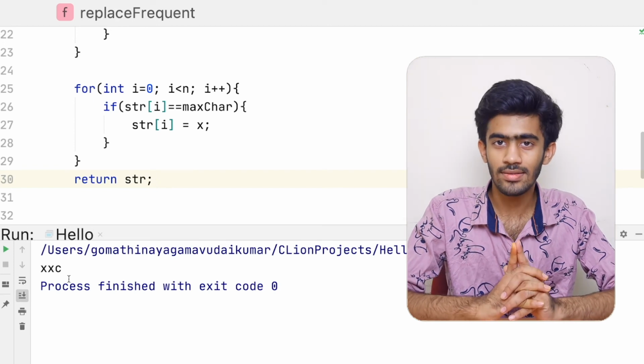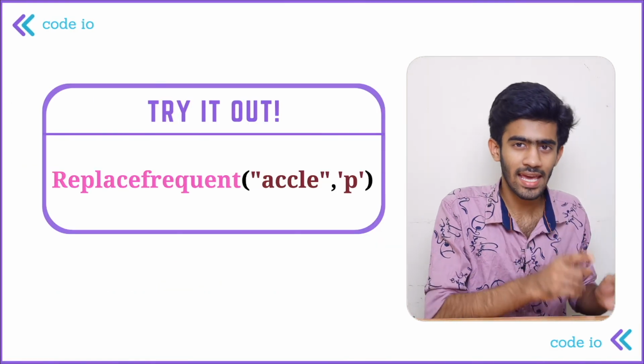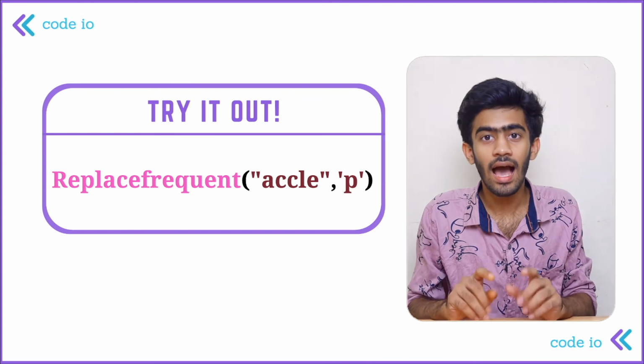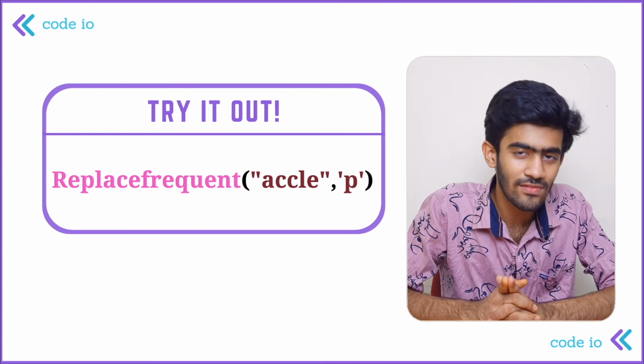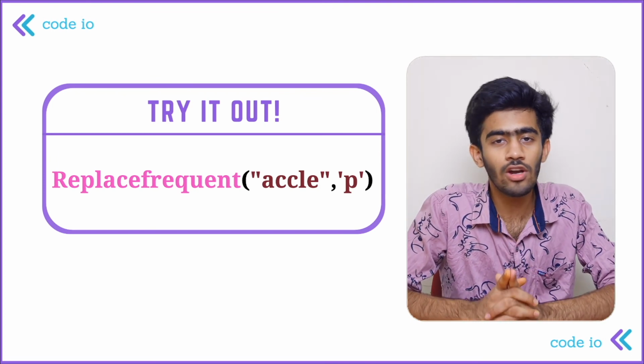Let us move on to the try run session. If we pass in the values accle and p as the argument to this function replace frequent that we just completed, what would be the output?